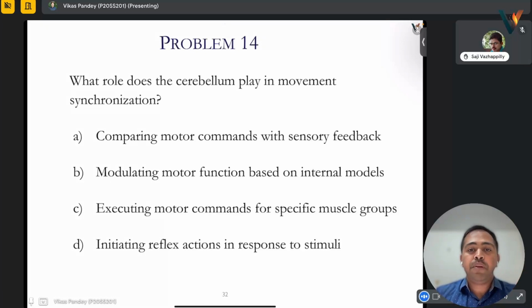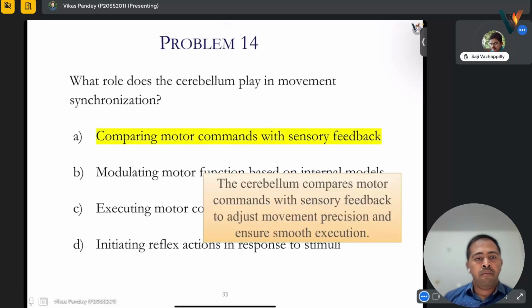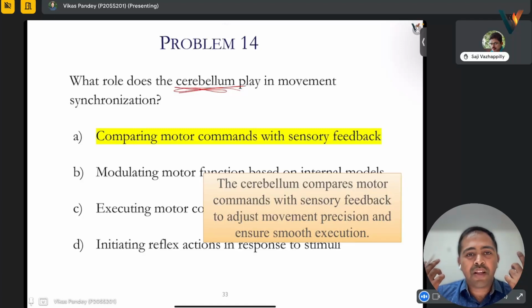What role does the cerebellum play in movement synchronization? Is it to compare motor commands with sensory feedback, modulating motor functions based on internal models, executing motor commands for specific muscle groups, or initiating reflex action in response to stimuli? I think it is C, sir, executing motor commands for specific muscles. No, it is the feedback part. The cerebellum is comparing the motor command with the sensory feedback. In the frontal lobe, all the sensory feedback comes. Then the cerebellum compares the motor commands with the sensory feedback to adjust movement precision and ensure smooth execution. Okay, sir.